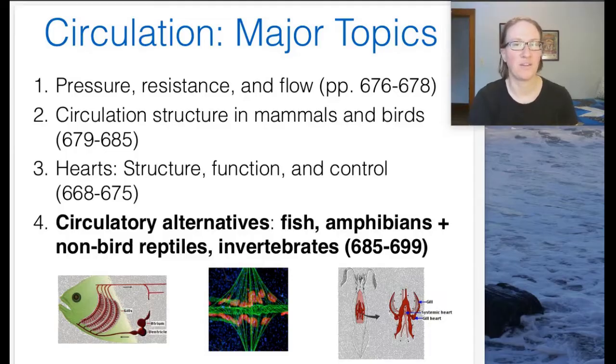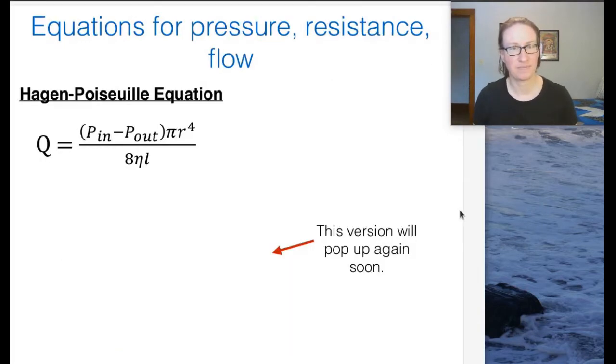So now that we have a sense of how hearts function, broadly speaking, it's time to start diving in and exploring different circulatory structure alternatives. We've mostly focused on mammalian and bird circulatory systems so far. Now we'll look in greater detail at the circulatory structures of fish, the amphibians and non-bird reptiles, and invertebrates.